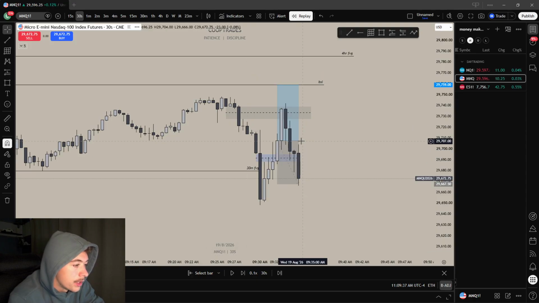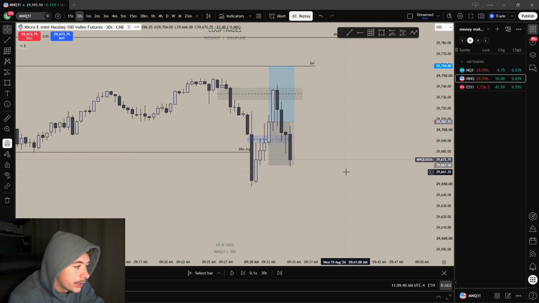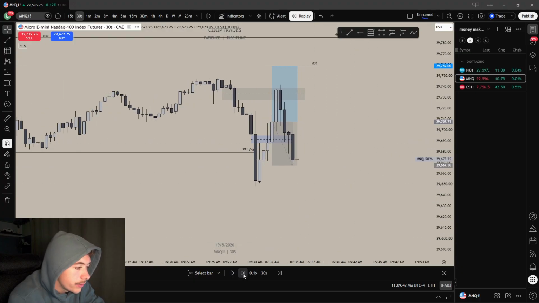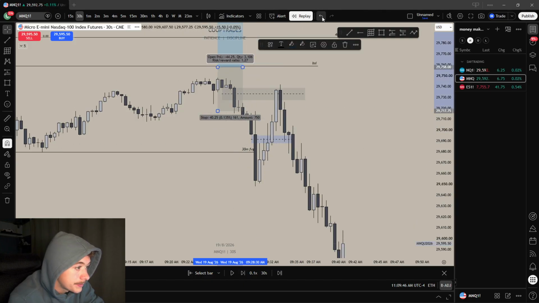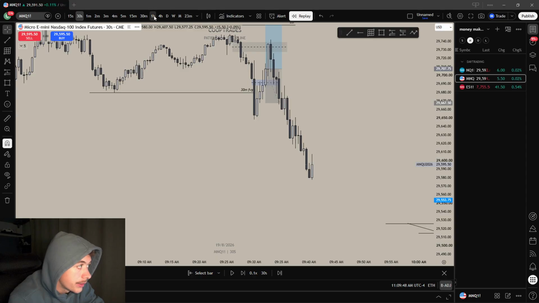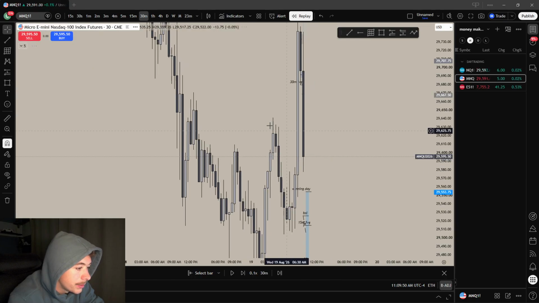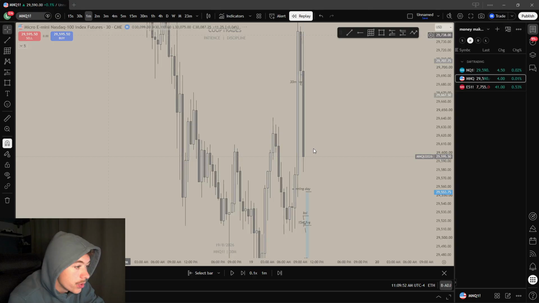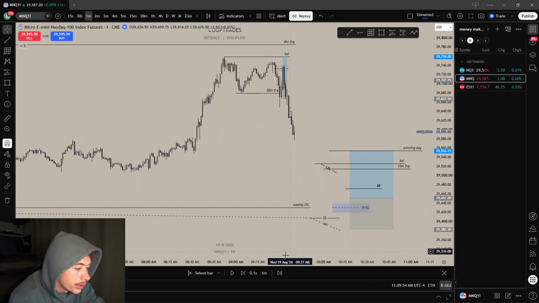a full L. So we did take this full L here, and at this point I was still looking for longs, and then there was just nothing. We were inside this 30-minute gap, 15-minute gap, but there was just no long. So at this point I was like, okay.